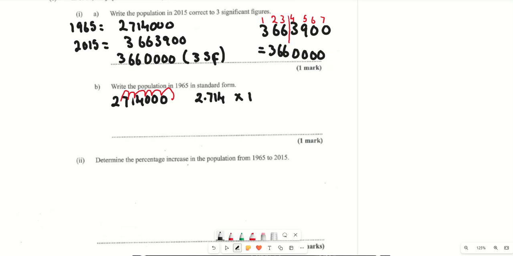Multiply, it's always multiply by 10. And because we shifted to the left-hand side, your power is positive. How many places did we shift it? I just now counted, it was 6 times, so it would be positive 6. If it was shifted to the right-hand side, it would have been negative. So your answer for this would be 2.714 multiplied by 10 to the power of 6. You do not need to put positive in front of that 6.